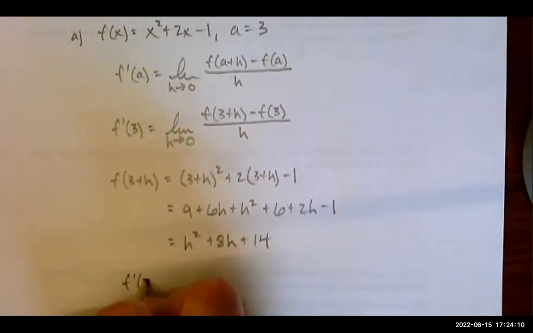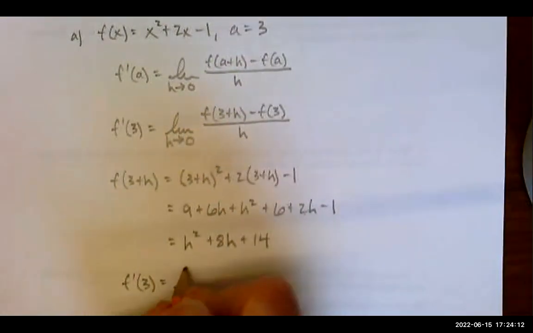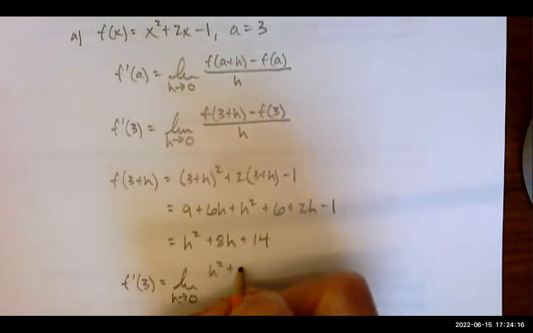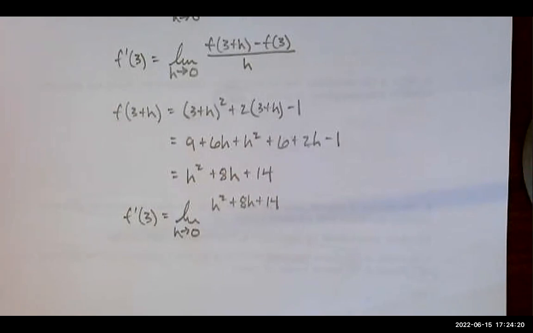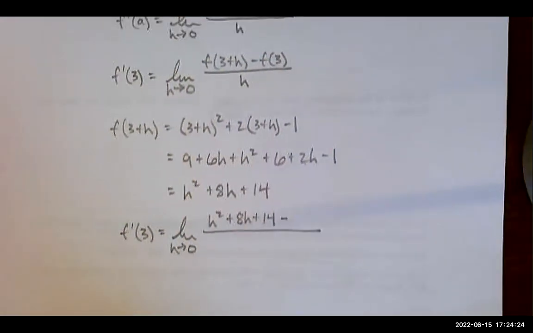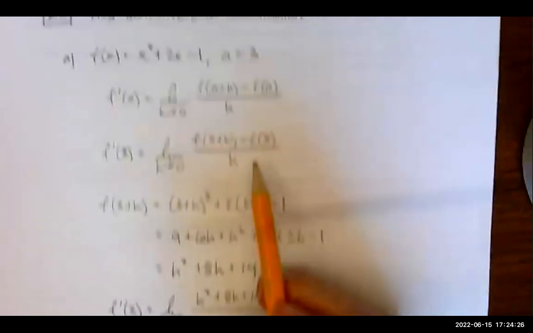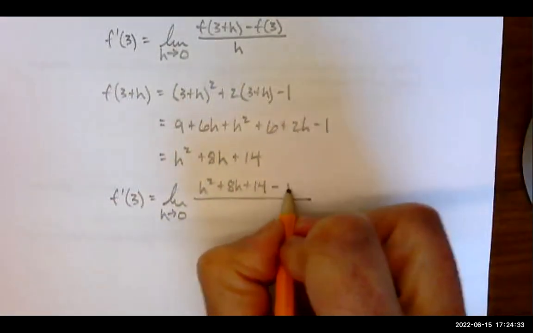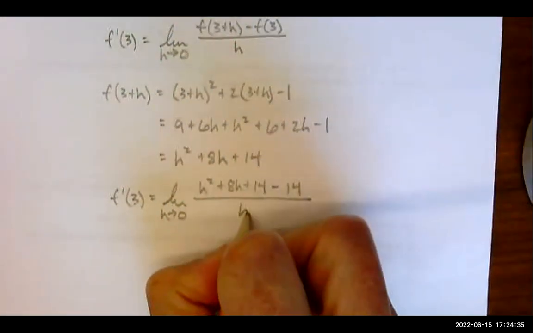And because maybe we've had some practice with the difference quotient, kind of set up well for this. So h squared plus 8h plus 14, right? But then we got to subtract f of 3. Well, right, plug 3 in, you get 14. So we're just going to subtract 14, and then it's all over h.